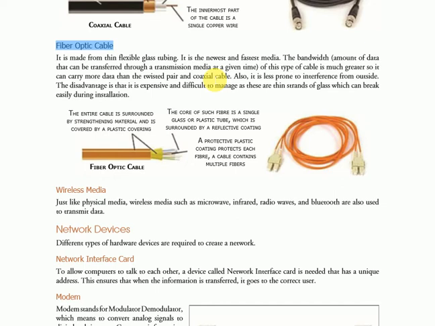Fiber optic cable is a type of cable that is made from flexible glass tubing. It is the newest and the fastest media. It is also faster than the rest of the other cables like coaxial cables and twisted pair cables, and it provides much greater speed than all the rest of the cables. But the disadvantage is that it is expensive.